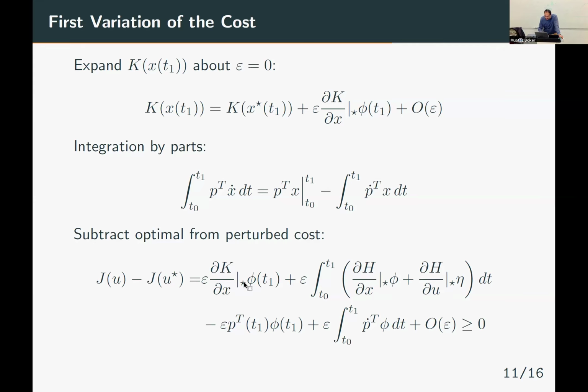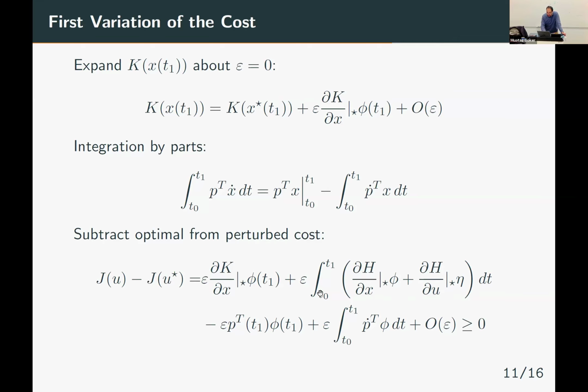Epsilon dk over dx. When I use this symbol here, it means the derivative evaluated at the optimal point. So for example, let's say that k is equal to half x squared. Then dk over dx is x, evaluated at x star, so it's x star. Okay, this is what it means.